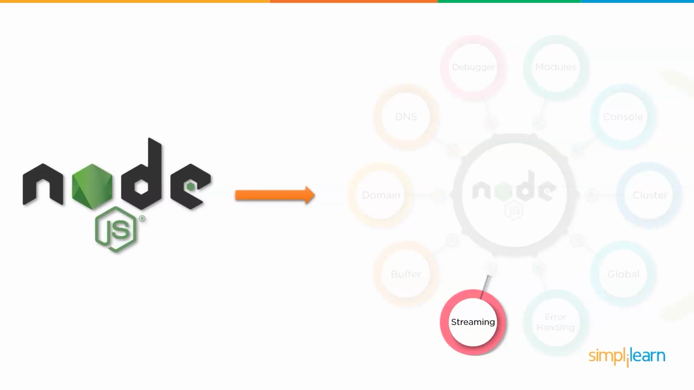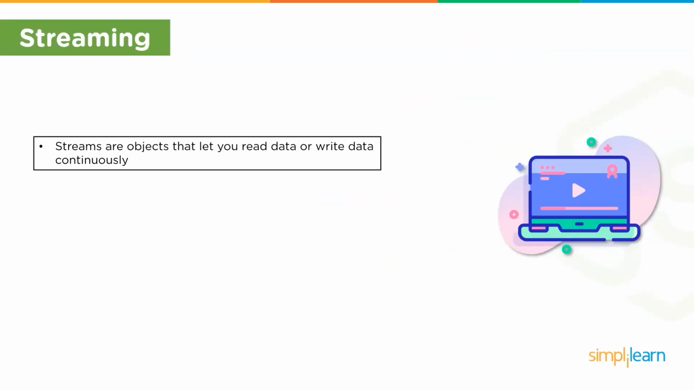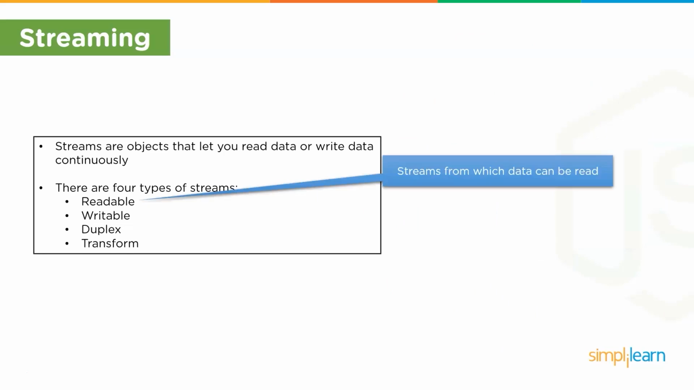Next up, we have streaming. A stream is an abstract interface for working with streaming data in Node.js. Streams are objects that let you read data or write data continuously. There are 4 types of streams. First one is the readable. These are the types of streams from which data can be read.